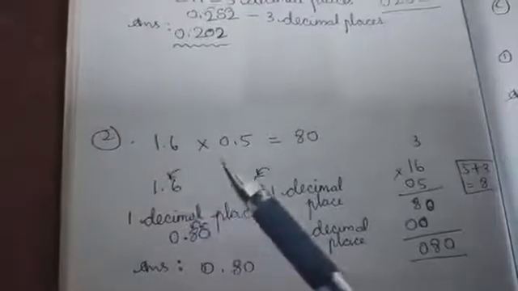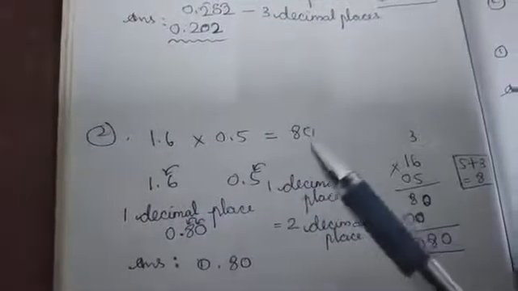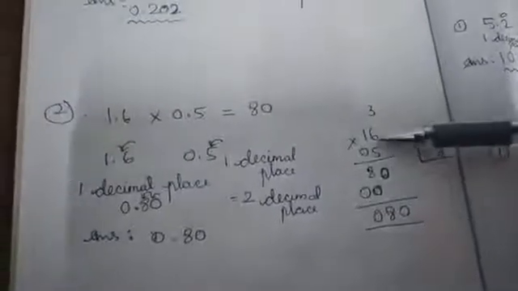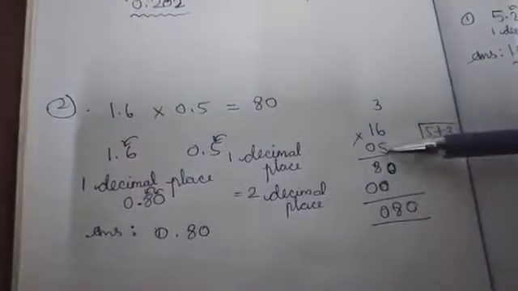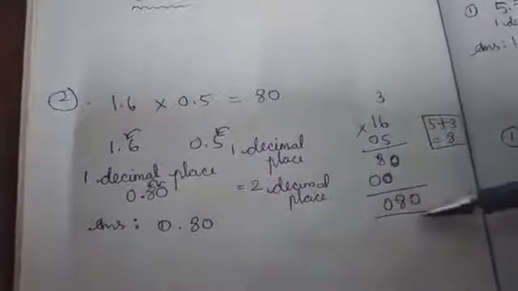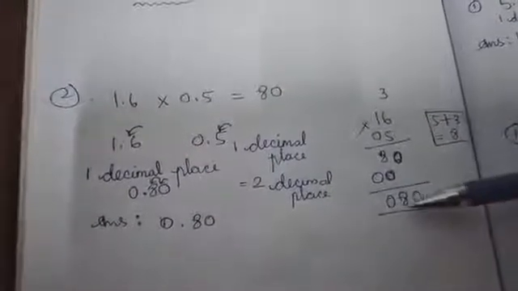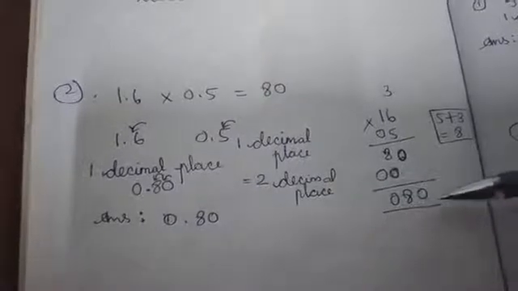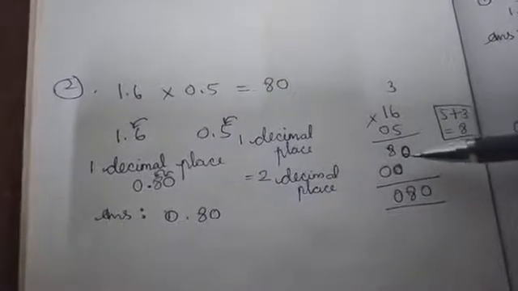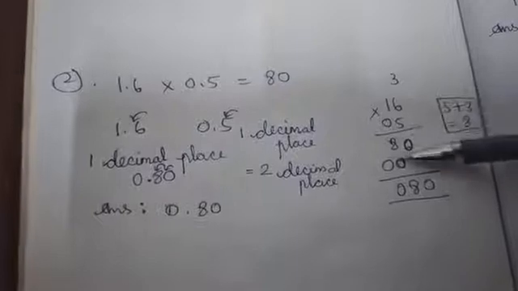Let us go to the second sum: 1.6 into 0.5. The answer is 80. How? We multiply as whole numbers, 16 into 5, and we will get 80. If you multiply with 0, all the numbers will be 0.